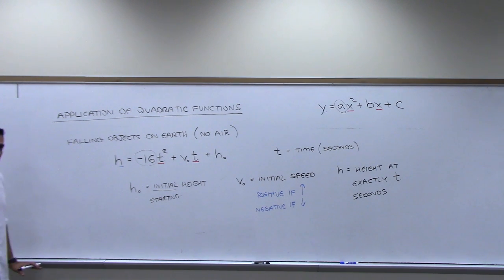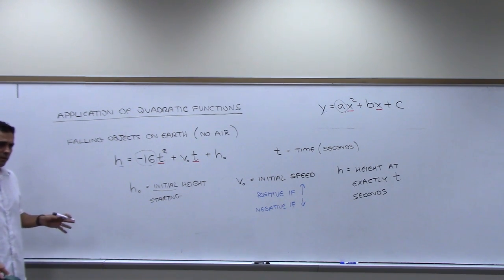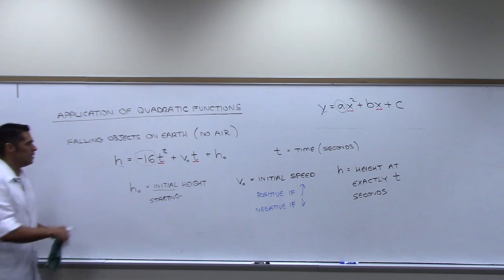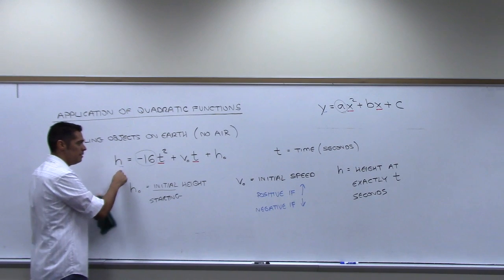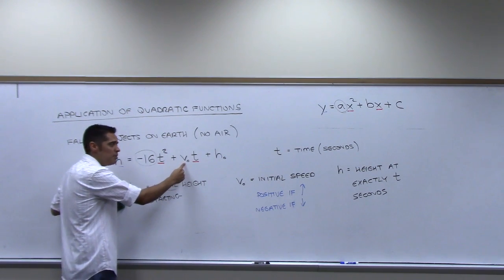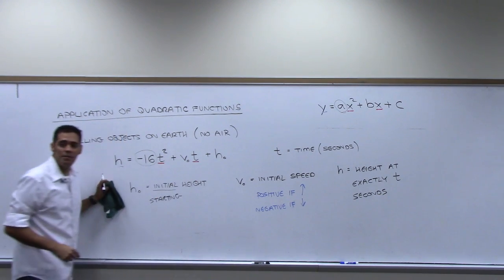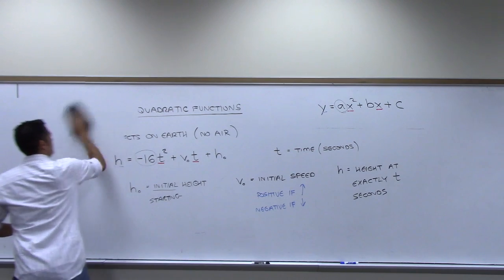So, you ready to try this real quick? It's about 7 minutes. I'm going to give you a word problem, and let's see if we can use this to figure it out. This equation gives us how high an object is at exactly the time t, but you have to tell me two things first. What was the initial speed of the object, and how high was it off the ground when it started falling? Got it? All right.